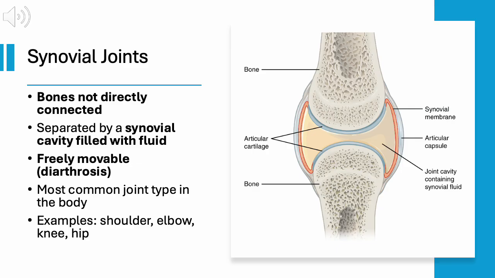Finally, we have synovial joints, the most complex and most common type in the body. In these joints, the articulating bones are not directly connected. Instead, they are enclosed in a joint capsule with a synovial cavity filled with synovial fluid. This fluid lubricates the joint, reduces friction, and allows for smooth movement. These joints are freely movable, which means they are functionally classified as diarthroses.